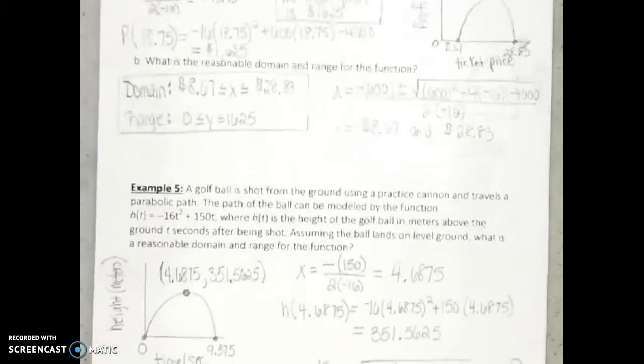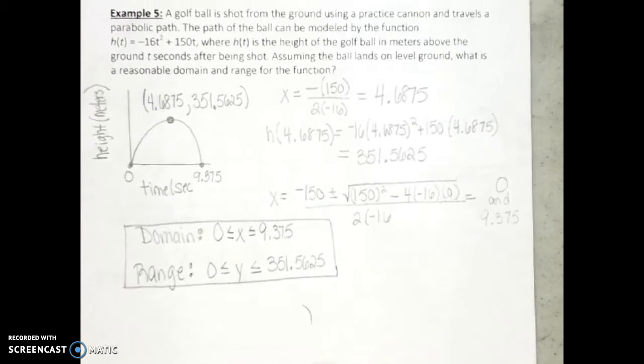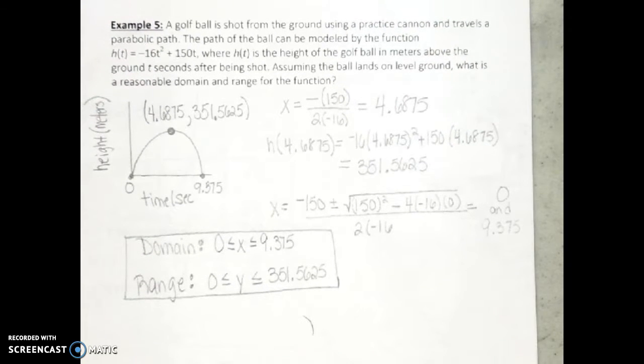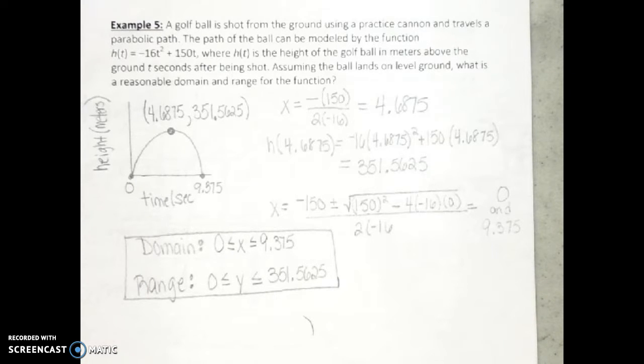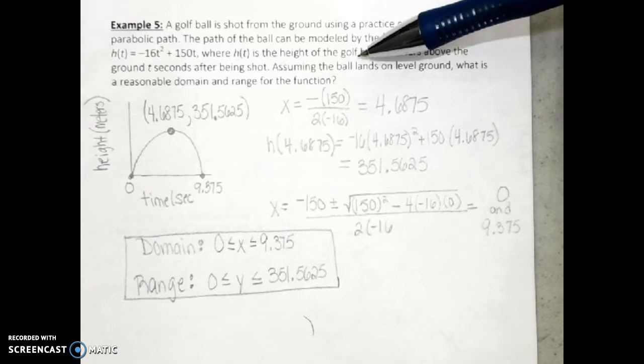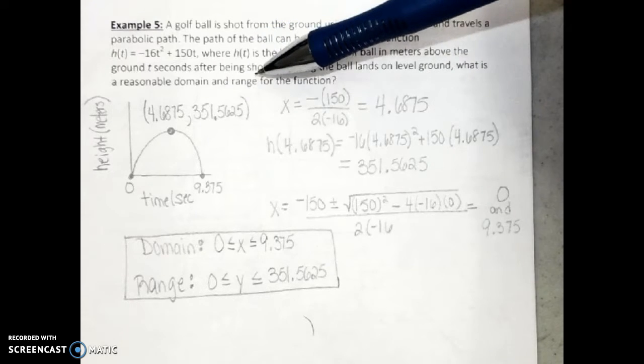Here's example 5. Example 5 is about a golf ball. It's shot from the ground. So right there, I know that my y-intercept is 0. That's how I knew to start my graph here. The golf ball is on the ground, so it's at 0 height before you shoot it, which is 0 time. So of course, I needed to look to see what I was asked. I was asked, assuming the ball lands at ground level, what is the reasonable domain and range?